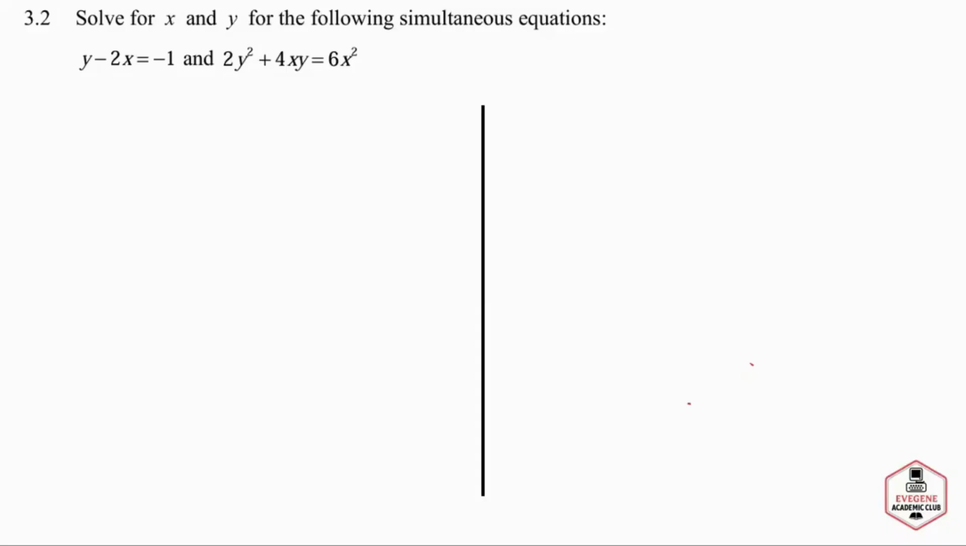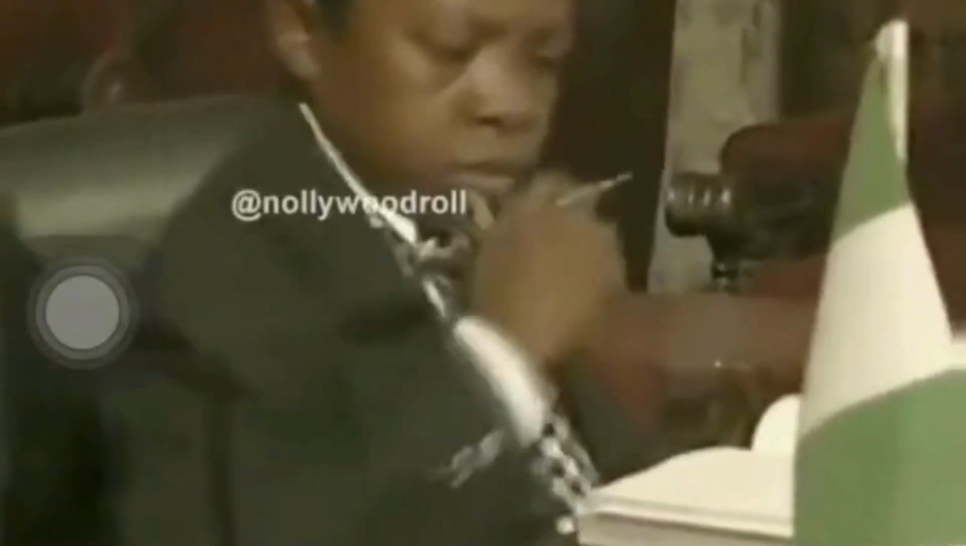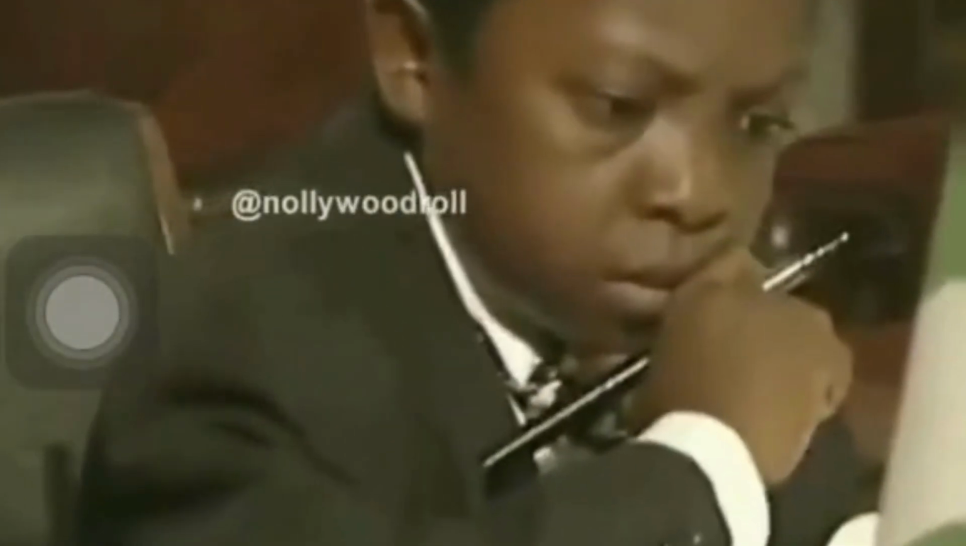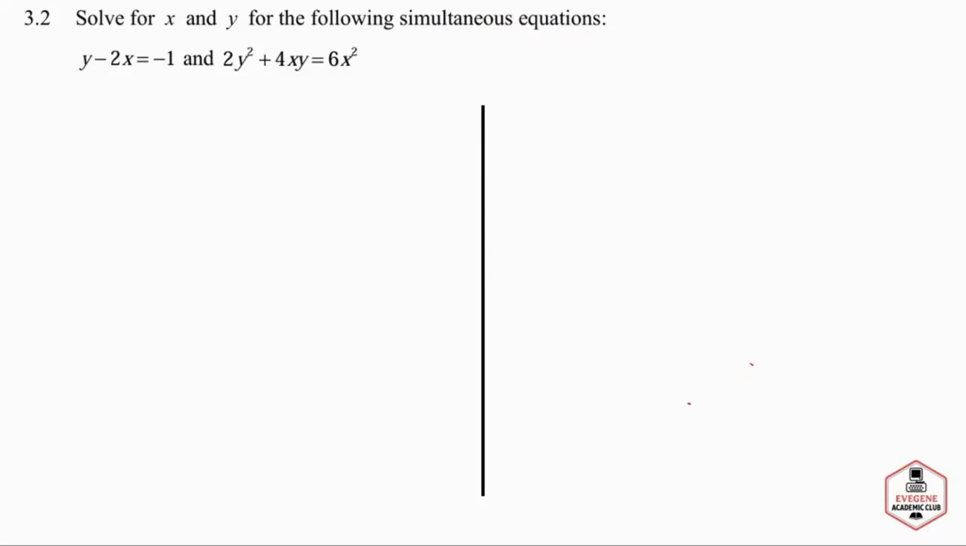Solve for x and y simultaneously. Sharp. What you do here, you label the equations, right? We're going to use substitution. Elimination is a struggle when you're dealing with a quadratic here.